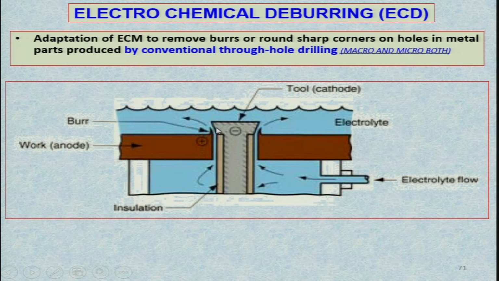So, you can see here, this is the cathode shown over here in black color, and this is the burr, and between these two they are supplying the electrolyte. So, electrolytic reaction will take place, and this burr being sharp, you will have the highest current density here, and this will quickly dissolve and you will get the deburred part. So, this is a very important and very good application of electrochemical micromachining or the electrochemical micro deburring process.